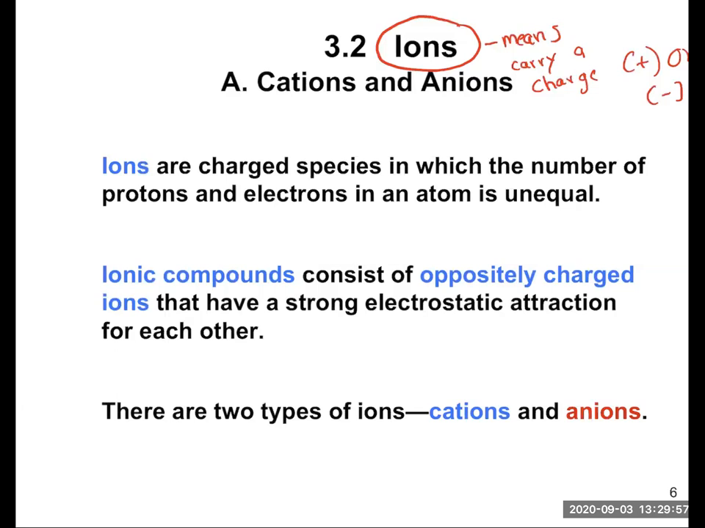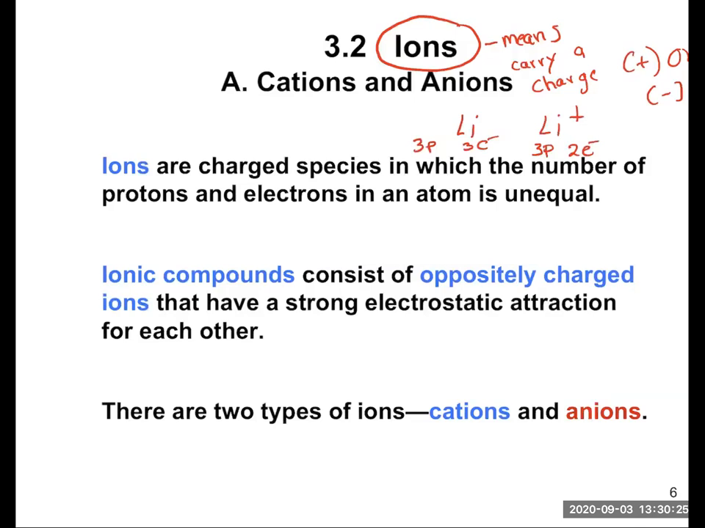Let's look at lithium versus lithium plus. This lithium has 3 protons and 3 electrons. The second lithium with a charge has 3 protons and 2 electrons. So whenever in a species an atom has a charge, it means that it doesn't have the same number of protons and electrons.